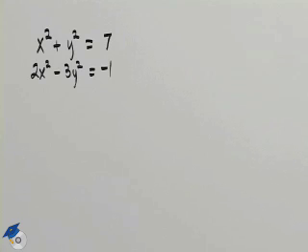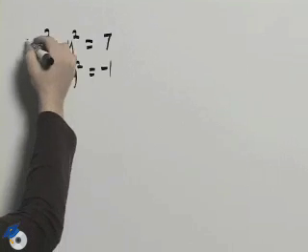When solving systems of equations, remember we're trying to determine where the graphs of the equations intersect. Therefore, the solutions of the system must be real numbers. To solve this system of equations, I will attempt to eliminate one of the variables.